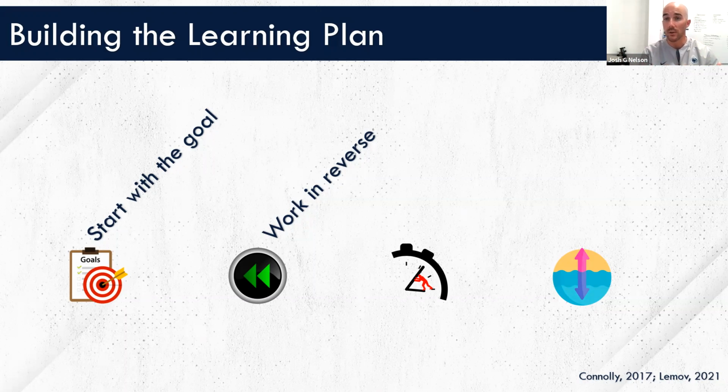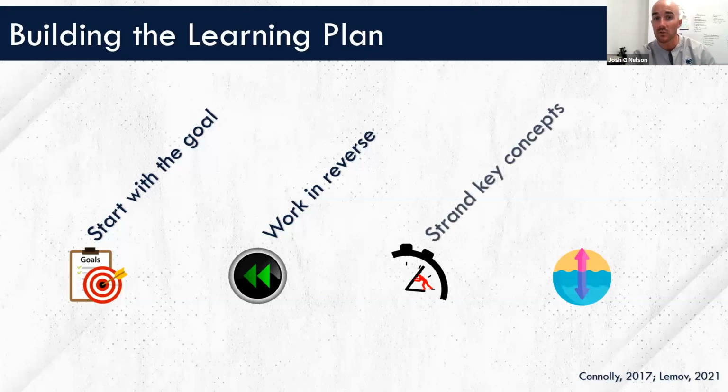So the first one, I need to know my goal. The second element is I'm going to work in reverse, reverse engineering. The next one is I want to strand key concepts. Doug Lemov talks quite frequently about revisiting concepts to work against what he calls the forgetting curve.